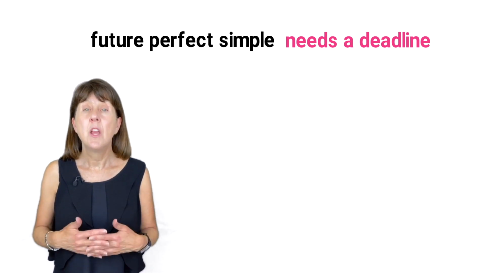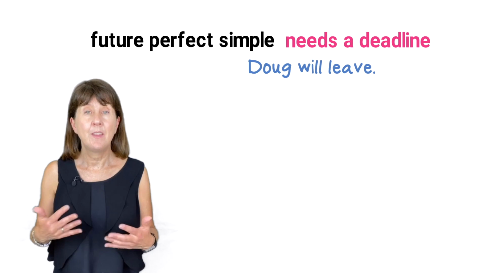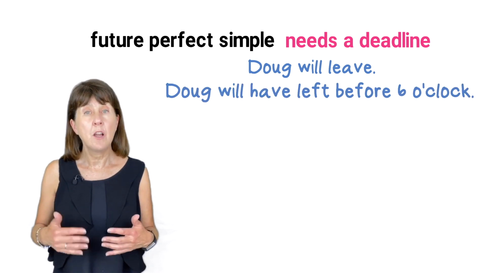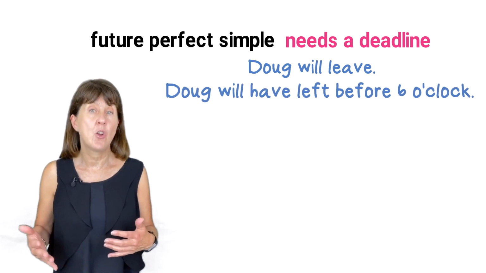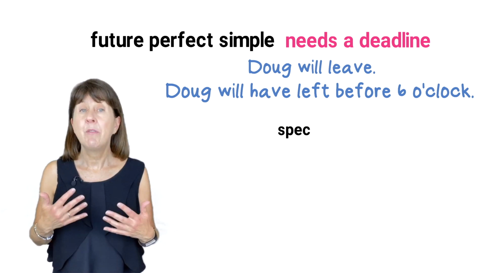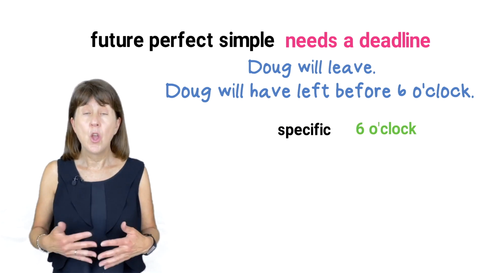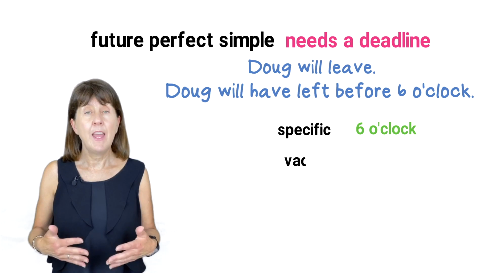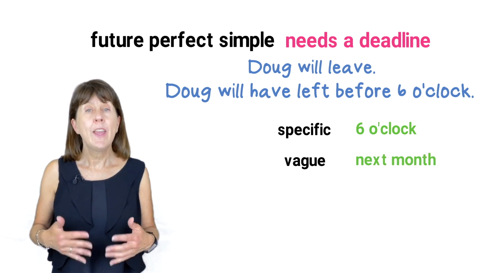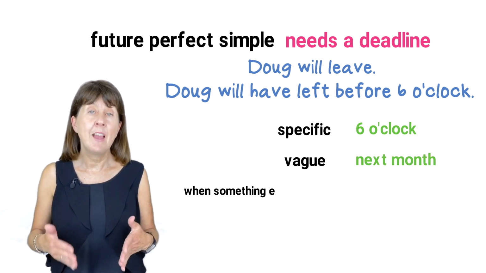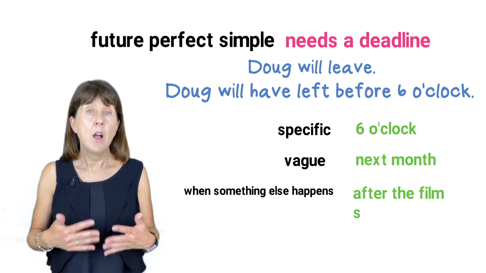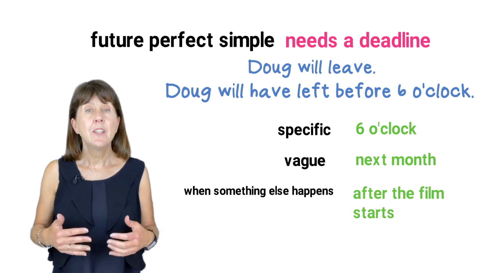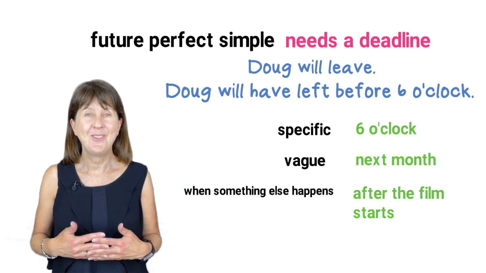For example, Doug will leave, here the future simple, or Doug will have left before 6 o'clock. The deadline can be very specific, like 6 o'clock, or it can be vague, like next month, or it can even depend on something else happening, for example, after the film starts. It just has to be sometime in the future.